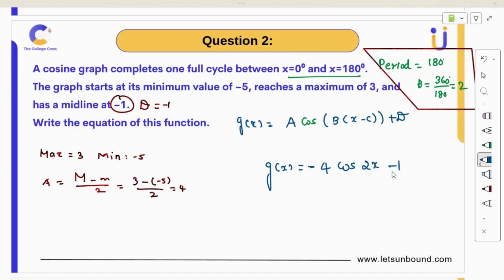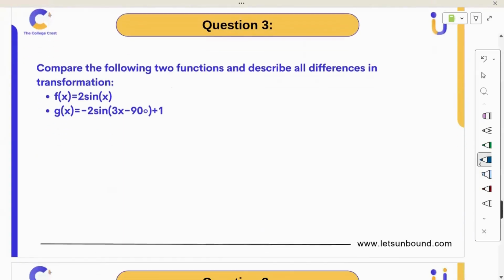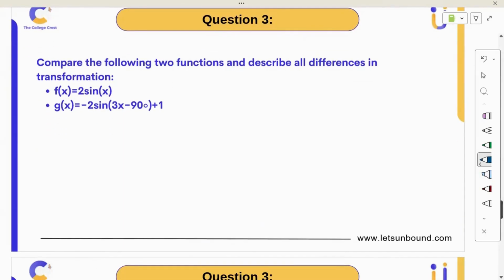Right. Next part. Last question. Compare the following two functions and describe all the differences in the transformation. f of x is 2 sin x. g of x is -2 sin(3x - 90 degrees) + 1. So let's see the table here.